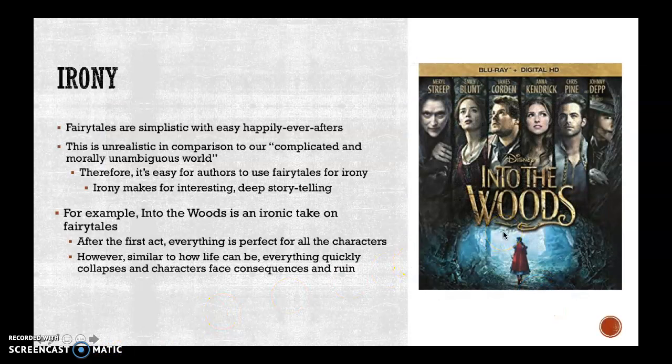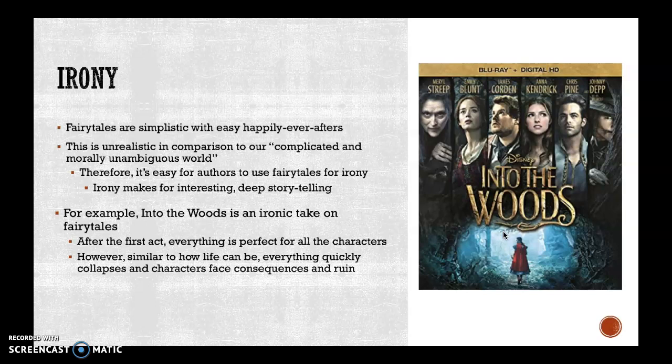Fairy tales are often very simplistic. They all have conflict, but by the end, the plot has reached an easy happily ever after. Because this is unrealistic, especially in comparison to our complicated and morally ambiguous world, it's easy for authors to use fairy tales as references for irony or to create their own ironic versions of the fairy tale. Irony drives a great deal of fiction and poetry and makes for interesting, deep storytelling.